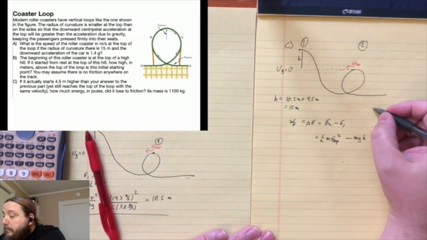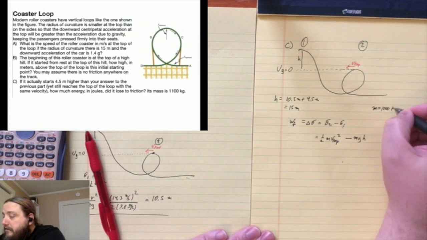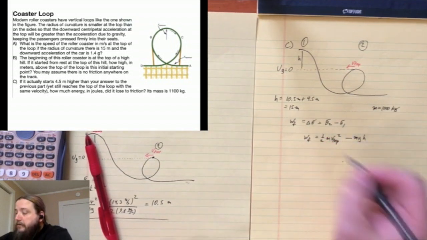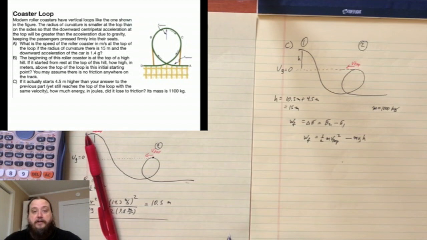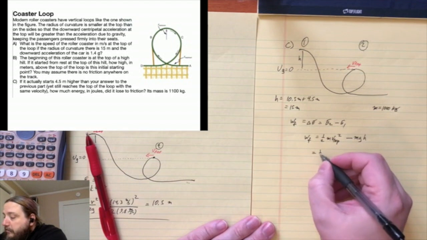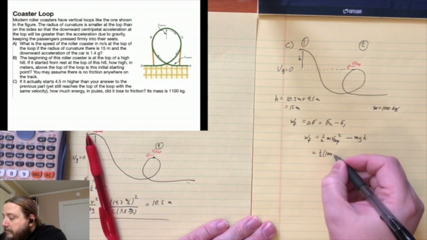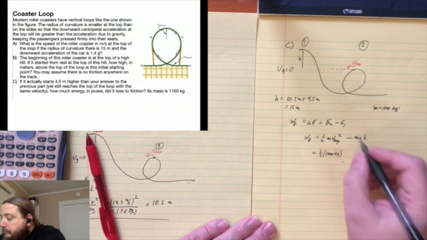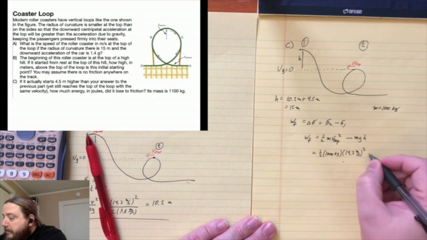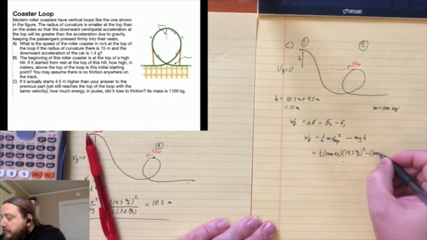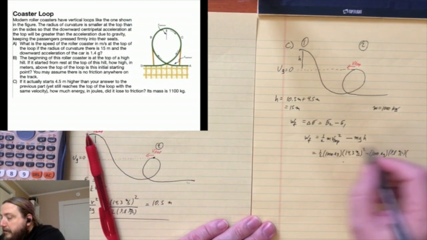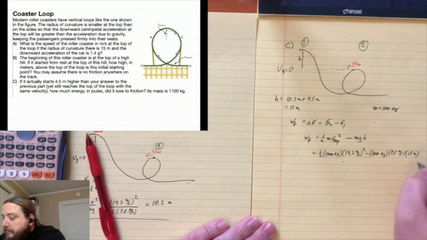This time we've been told the mass is 1,000 kilograms. And what we're solving for here is the change in the energy, or the work being done by friction. How much energy did we lose? So we just start plugging things in. That's 1/2 times 1,000 kilograms. Again, our speed is 14.3 meters per second. Square that, minus 1,000 kilograms times 9.8 meters per second squared, and our height of 15 meters.